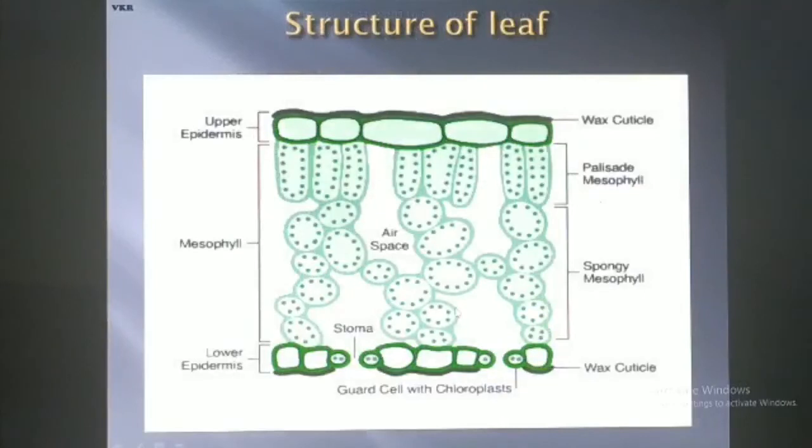One by one, these diagrams are shown in detail, where the leaf structure is taken as a cross section. So upper epidermis, lower epidermis, mesophyll. Mesophyll is in two parts. One is the palisade, which is columnar, and where the air space is present, it becomes the spongy mesophyll, where the wax cuticle is present in the upper layer also and in the lower layer also. Lower epidermis contains stomata.